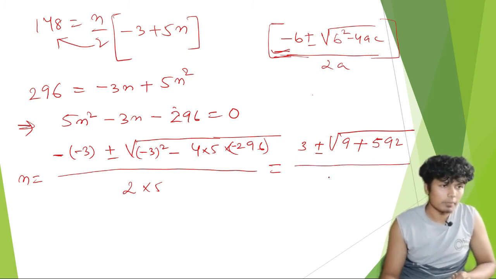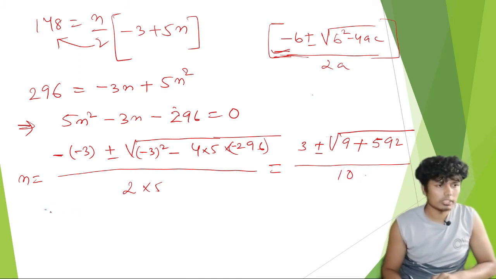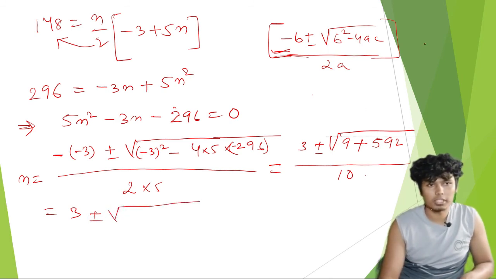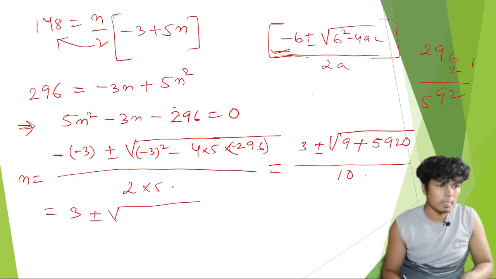Divided by 2 into 5 is 10. Okay, so 3 plus minus root over 296 into 20. If I've done any mistake, then it will be horrible again. 296 into 2. 6 twos are 12, 9 twos are 18, 19, 2 fours are 8, 9, 5920. Okay, so 5929 divided by 10.